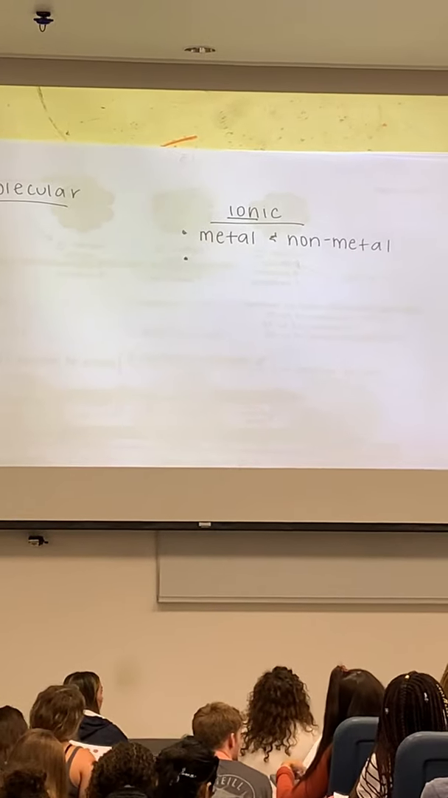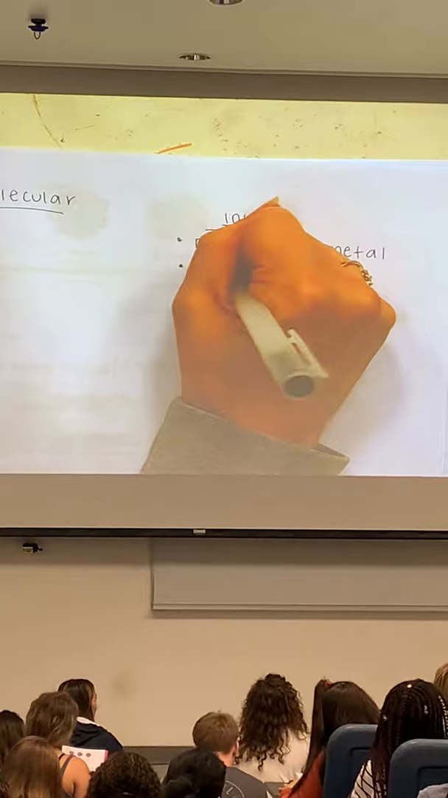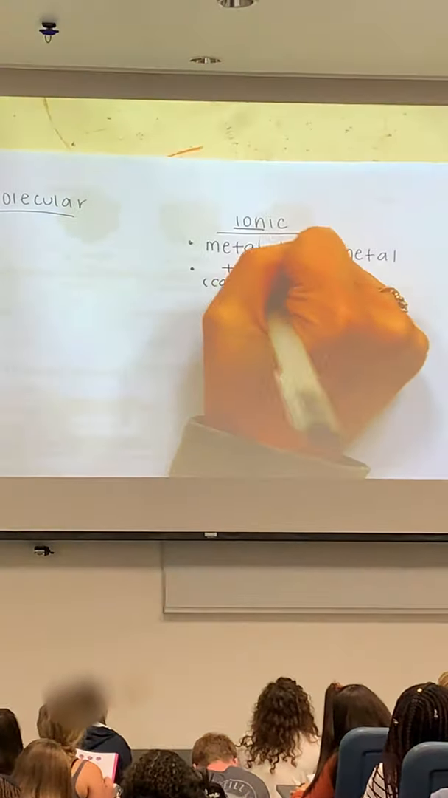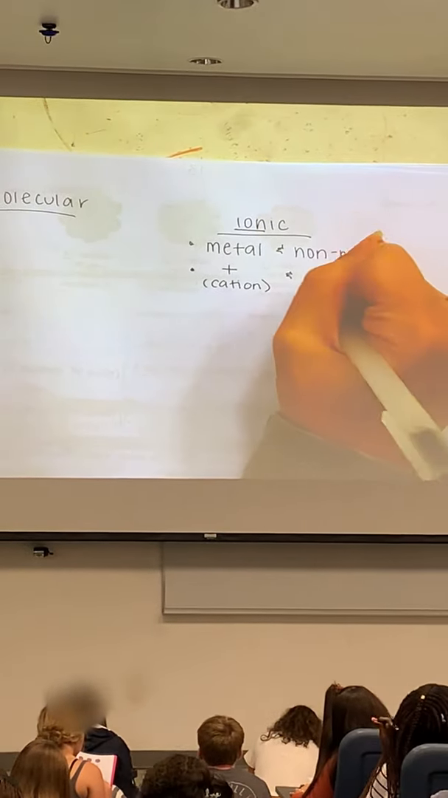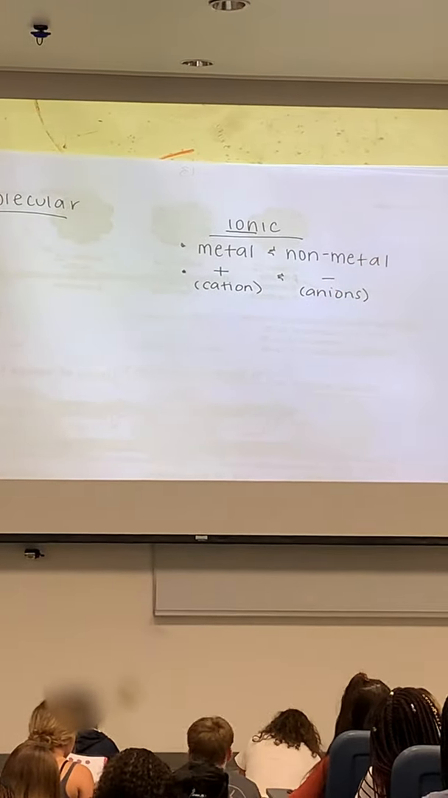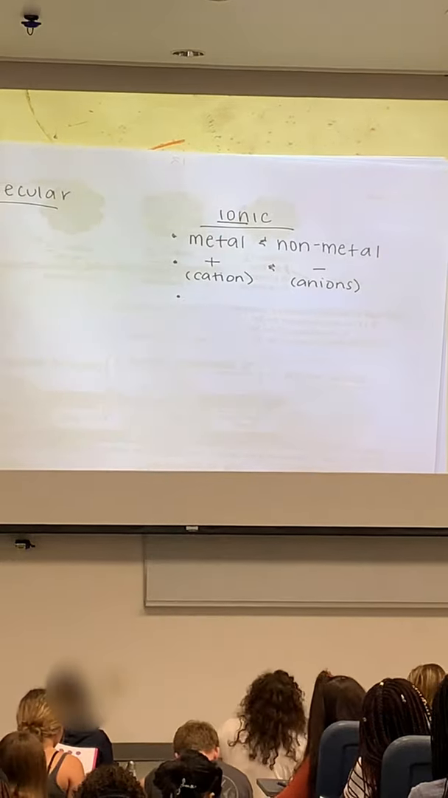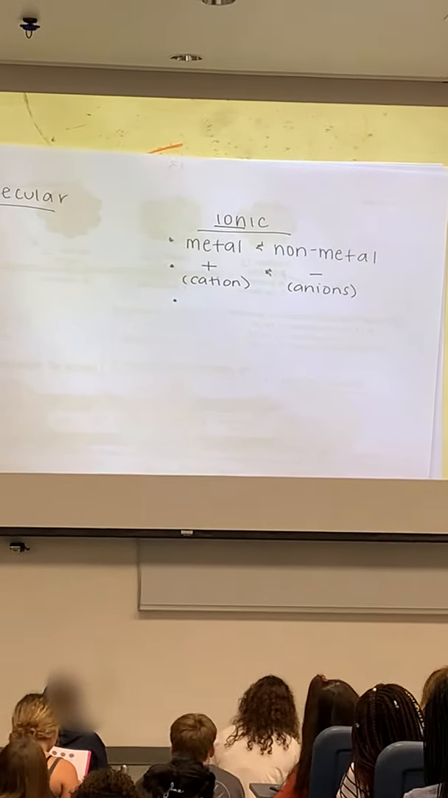Are metals positively or negatively charged? Metals are positive. What are those called? And the nonmetals have to be negative. Those are your anions. And then the bond that's formed is called an ionic bond. These compounds are called ionic compounds.